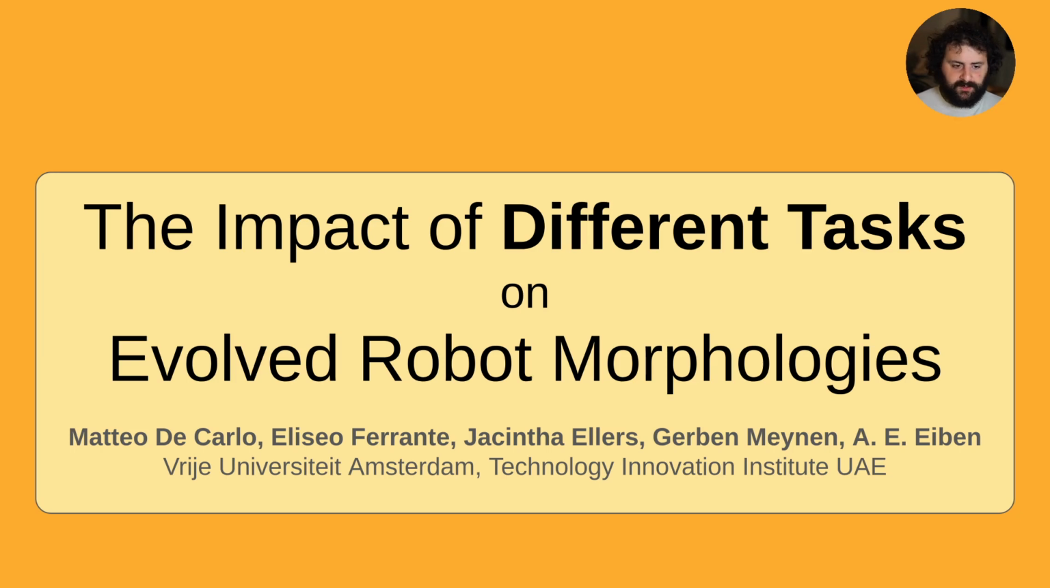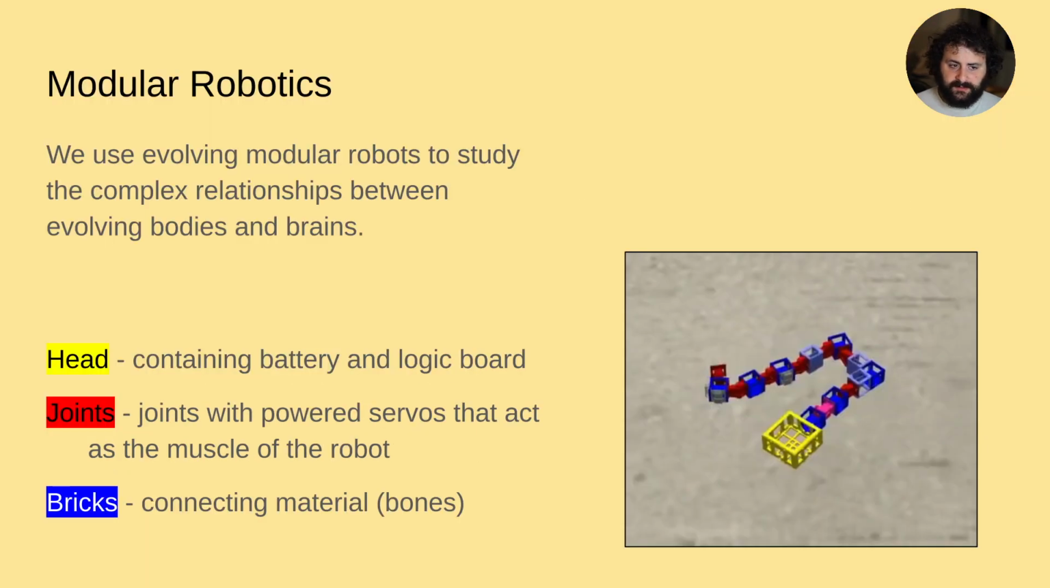Now, what is this work about? In our group, we study a lot of modular robotics and evolvable modular robotics. The reason we do this is because we're very interested in robotics, but not only from a behavioral perspective, but also what is the optimal body. And so we study the complex interaction and relationship between bodies and brains and how they evolve together.